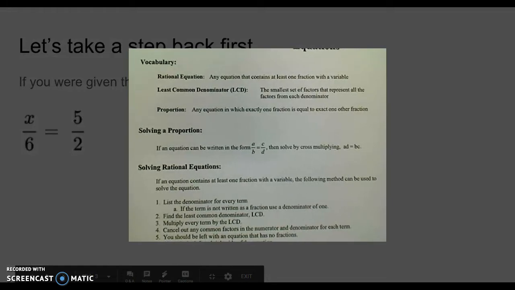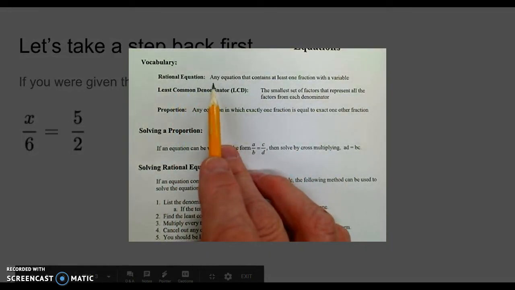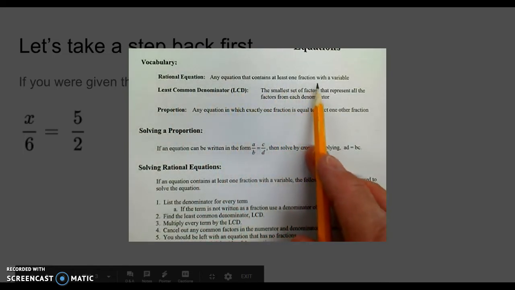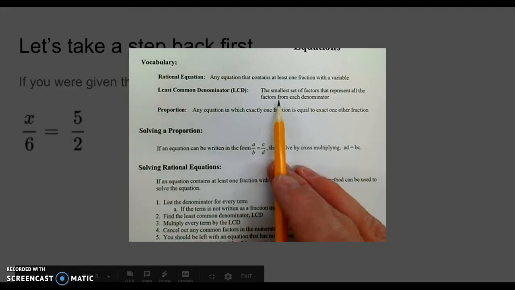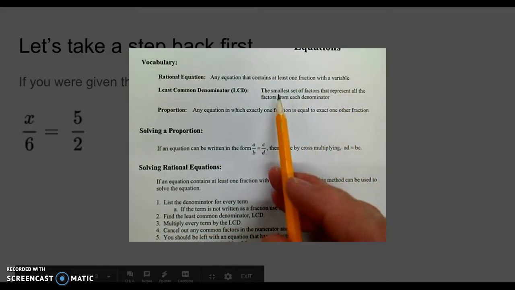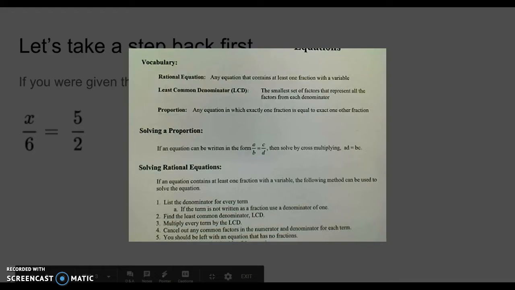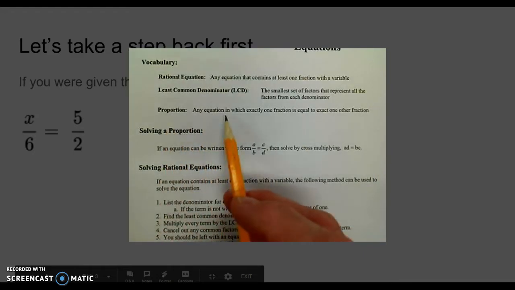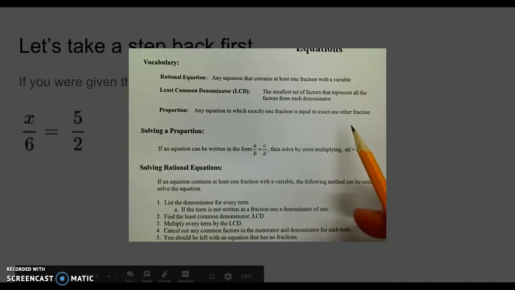So let's remind ourselves first of some vocabulary. Rational equation: any equation that contains at least one fraction that has a variable in it. Our lowest common denominator, in class we've talked about it as the expression that contains all the factors from the denominators of all the fractions without any duplicates. Another way to think about that is the smallest set of factors that represent all the factors from each denominator. And in a proportion, one fraction is equal to exactly one other fraction. So not all of these rational equations will be able to be solved as proportions, but some we can.